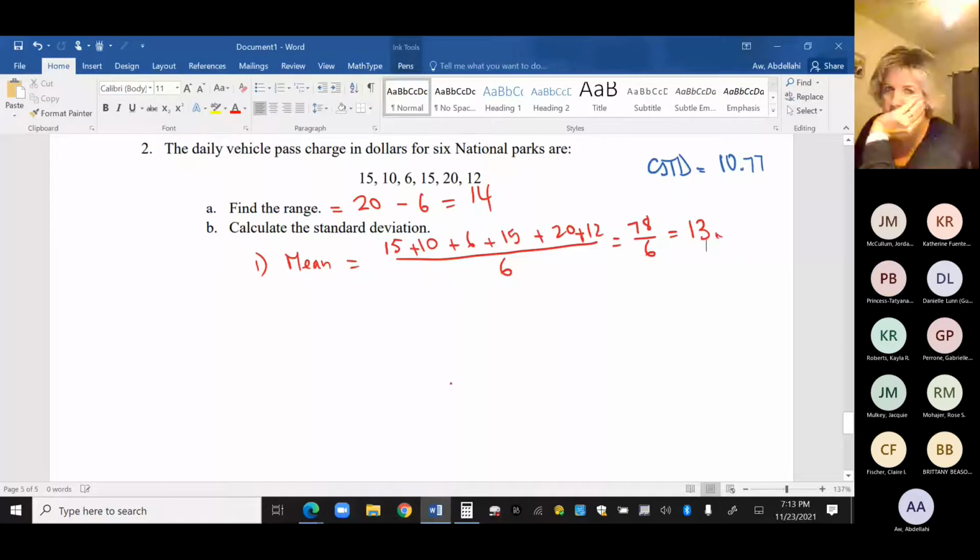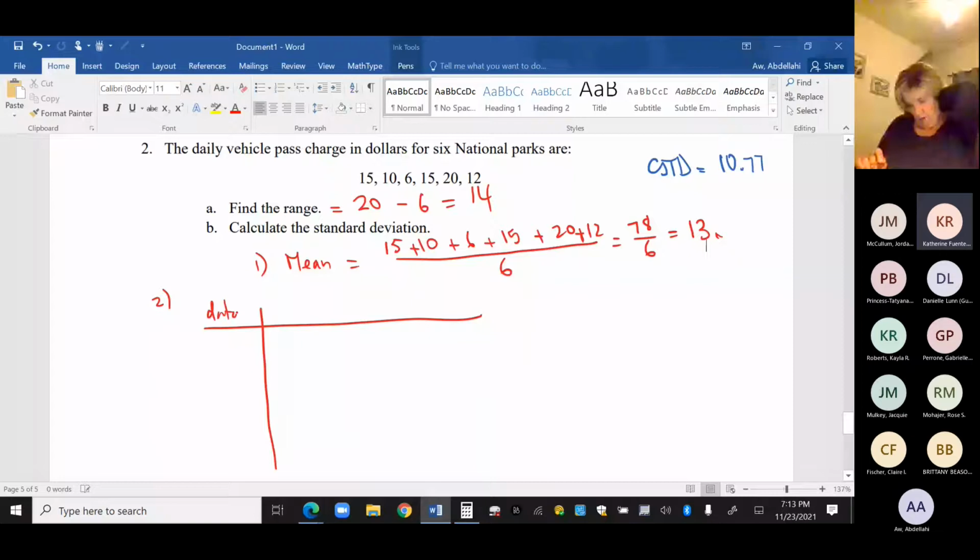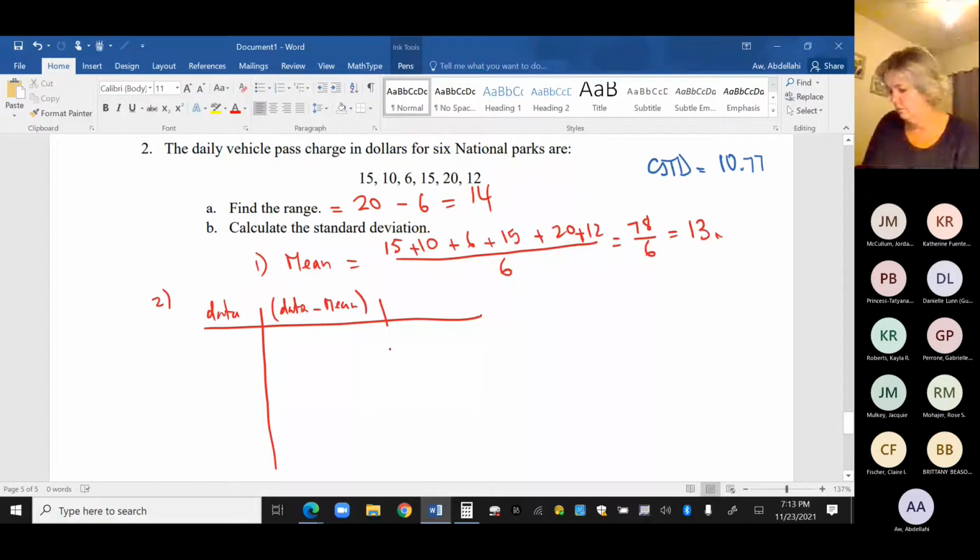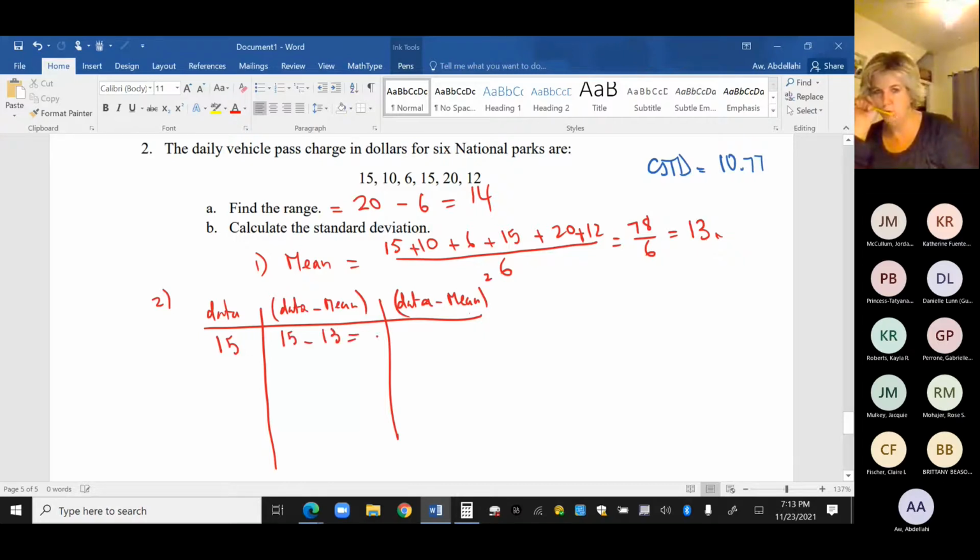So now we do our table like this, right? That is the second step. We do the data right here, the x. That's the data minus the mean. Now this is the data minus the mean squared. Okay, so we have 15. 15 minus 13 is 2. 2 squared is 4.